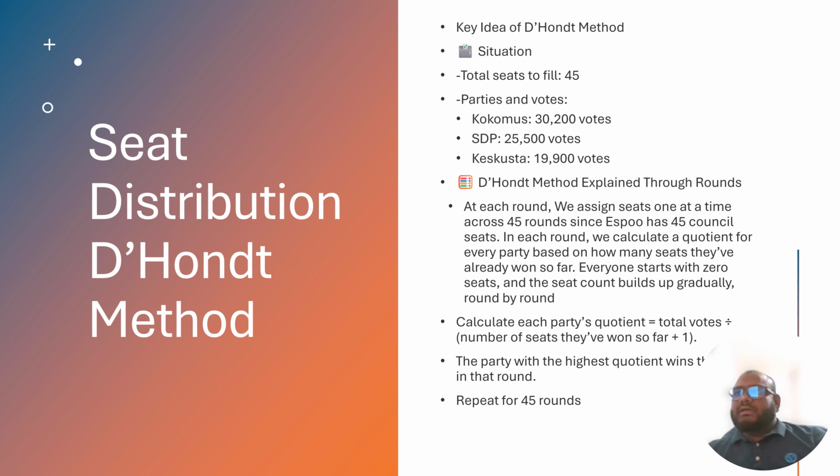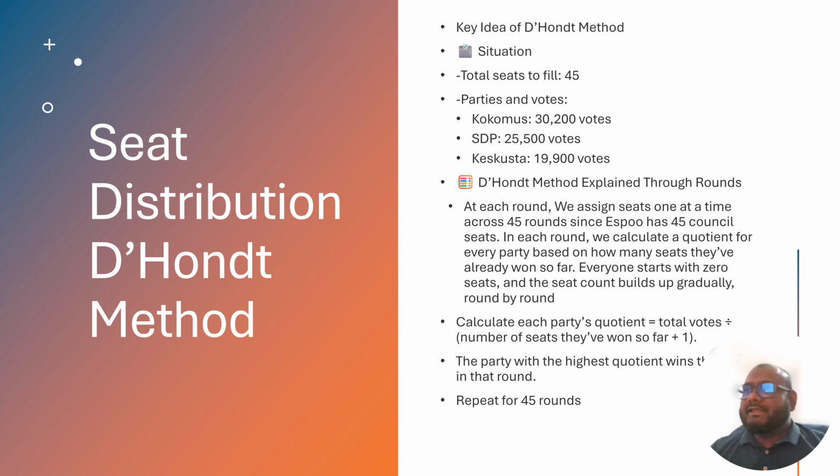As long as we have assumed 45 council seats, in each round we calculate a quotient for every party based on how many seats it has already won so far. Well, this is the most challenging part, I would say. It's really confusing, and some of us might think that this is going overhead. Well, fun is waiting ahead. Just wait for a while.